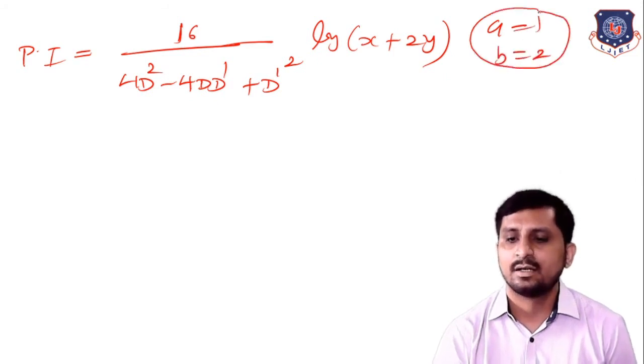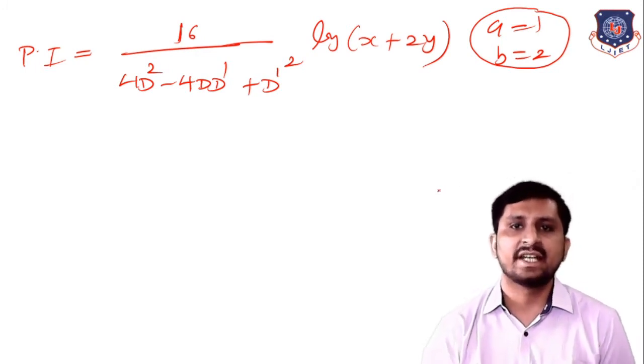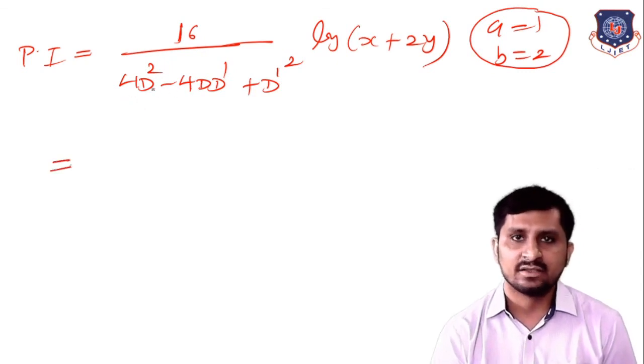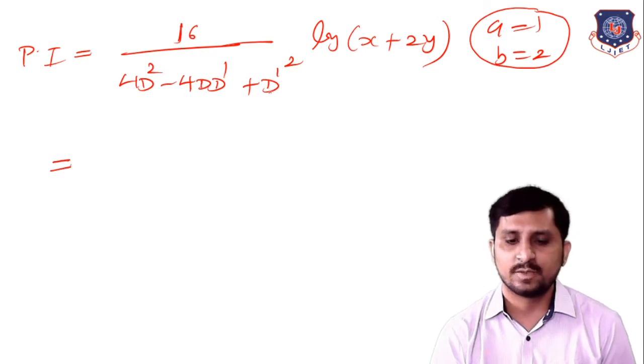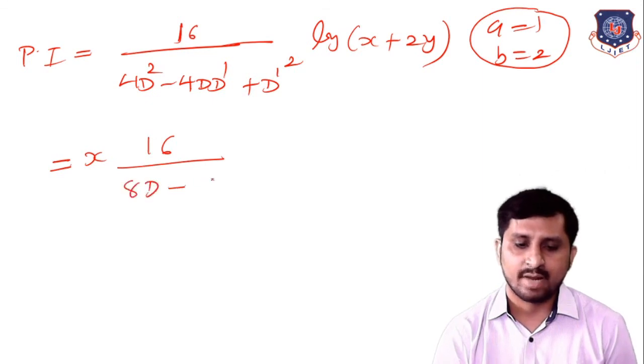You cannot put the direct value of a and b instead of d and d dash, because the denominator becomes 0. See, a is 1. So 4 into 1, that is 4, plus 2 square, that is 4. So 4 plus 4, 8, and the middle term is minus 8. So 8 minus 8 becomes 0. So definitely you have to differentiate with respect to d. So that is 8d minus 4d dash, log x plus 2y.